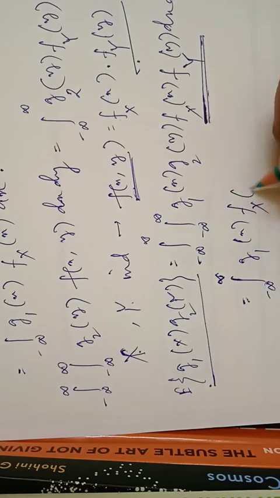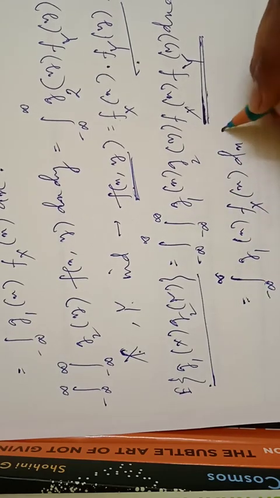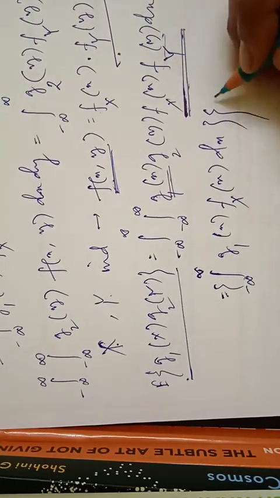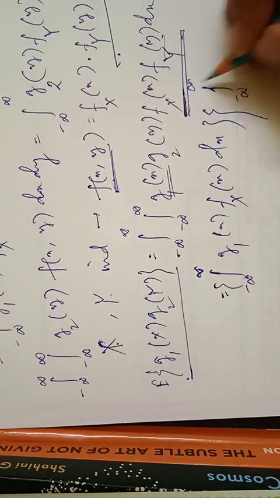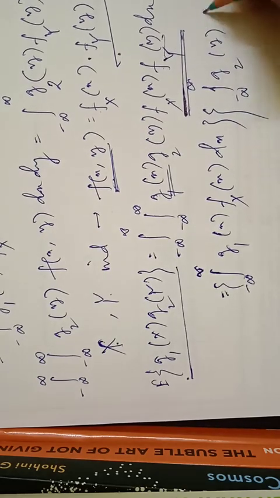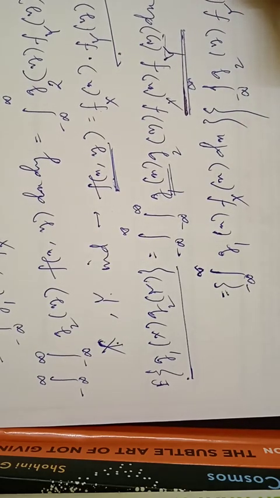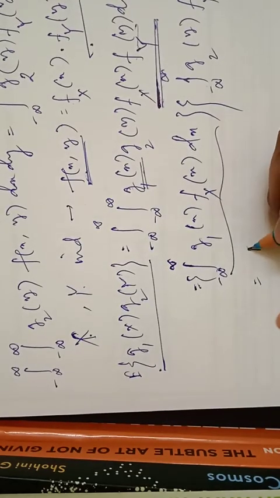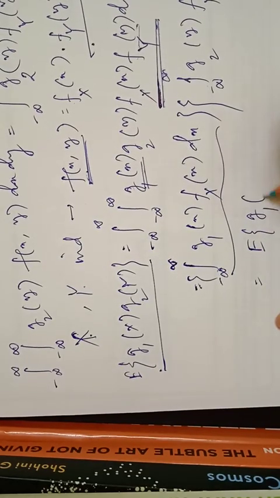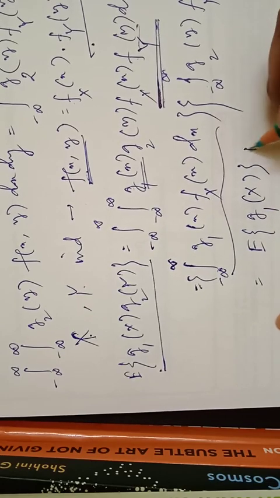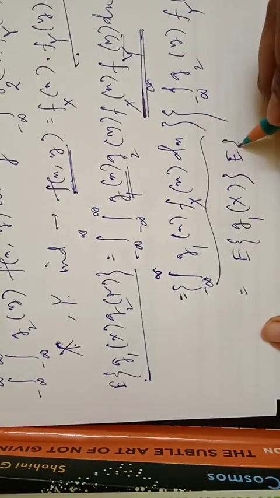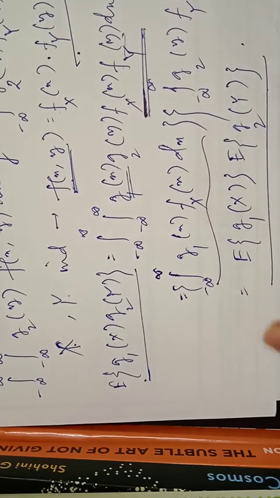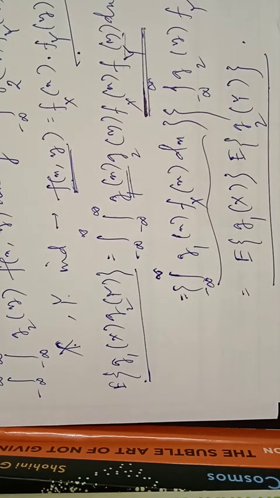This is by the property of double integration. We can do that because all are single variable functions. g2(y) f_Y(y) dy. So the first quantity is the expectation of g1(x) and the second integration is the expectation of g2(y). Okay, this proves the property.